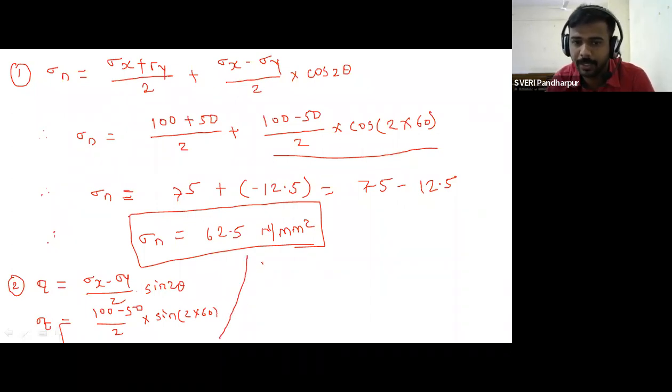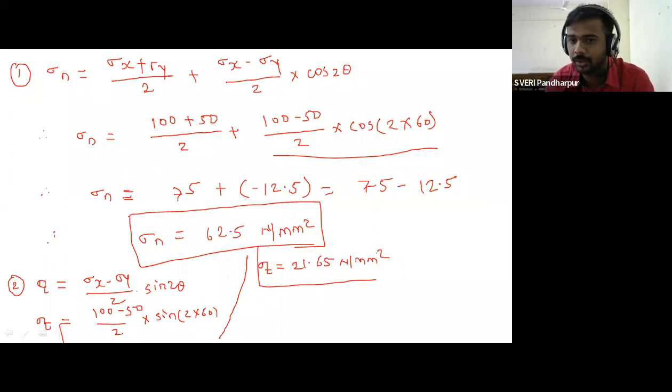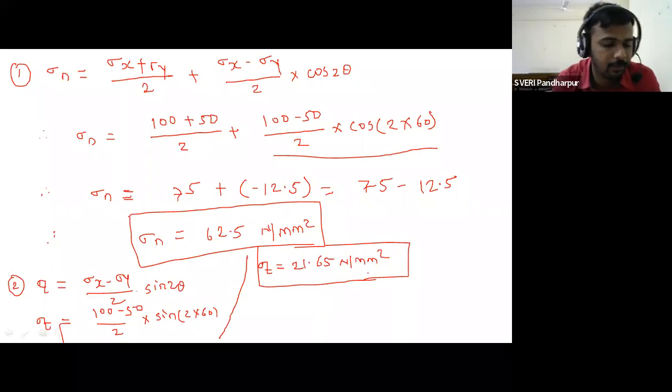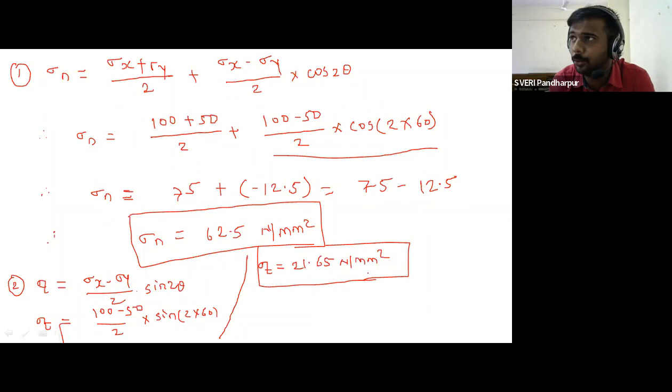So what will be the sigma t? 21.65 Newton per mm square. So please check the sigma t value also. 21.65. This will be the tangential stress on the oblique plane.